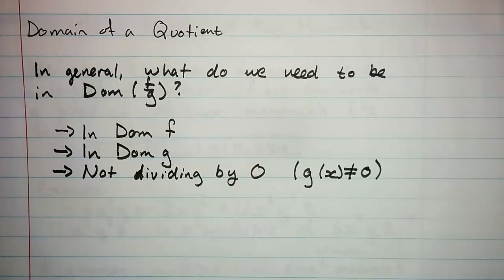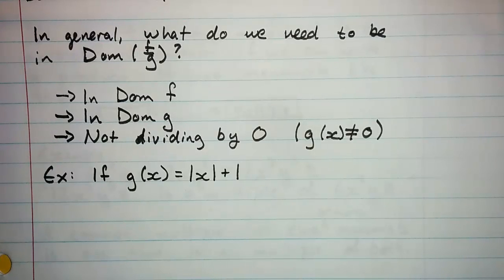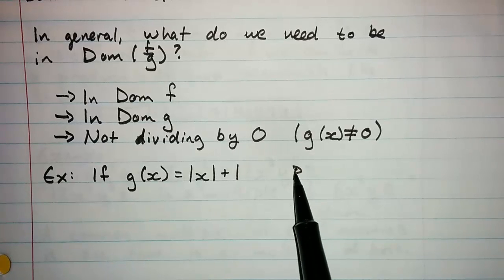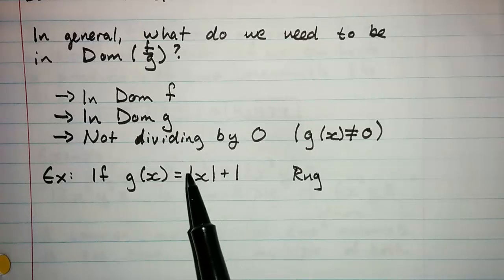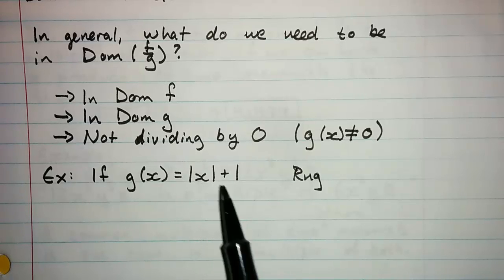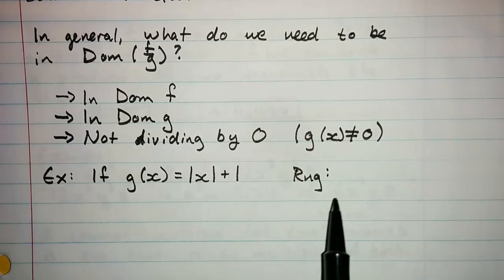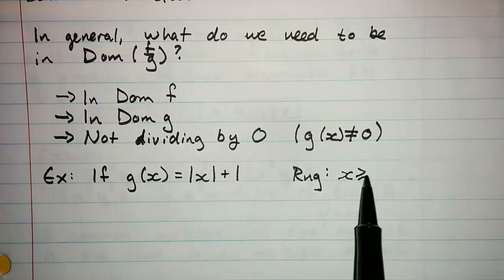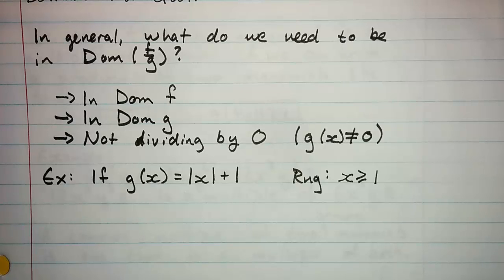Sometimes that's not hard. Sometimes that doesn't cause an issue. Maybe we have some function that's never 0. So for example, if our g of x is the absolute value of x plus 1, right, its range, well, the absolute value of x is always a positive number or 0. So the absolute value of x plus 1 is always greater than or equal to 1. So in this case, g of x is never 0.